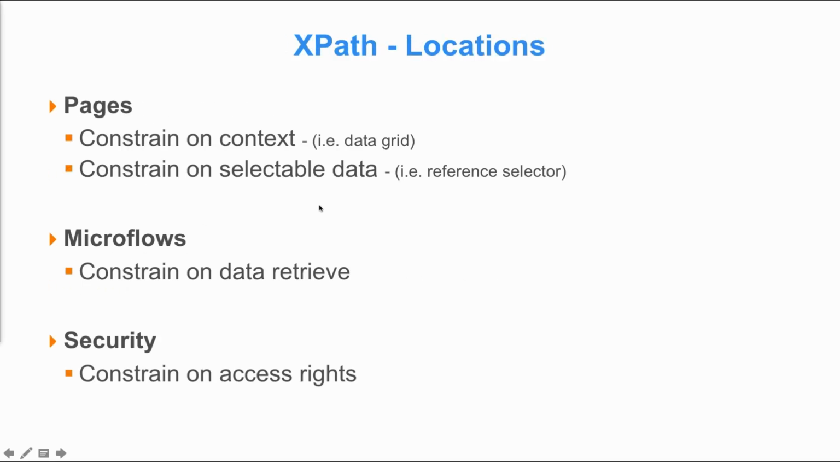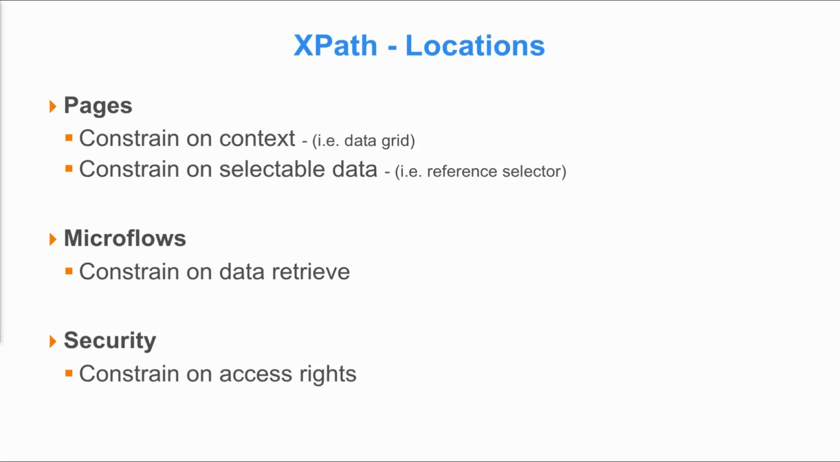So where can you use XPath? You can use XPath to constrain on context. So for example, you are in a data grid and you only want to show a specific subset of that data. You can add constraints on selectable objects. For example, when you have a reference selector and you want to constrain it based on either another reference or on a specific subset. And of course, when you're using microflows, you can constrain the data when you're doing retrieves to make sure that you're getting the desired subset of data.